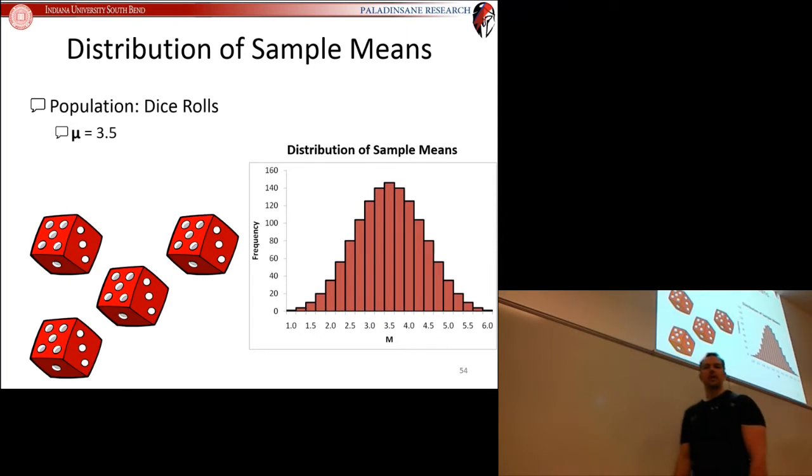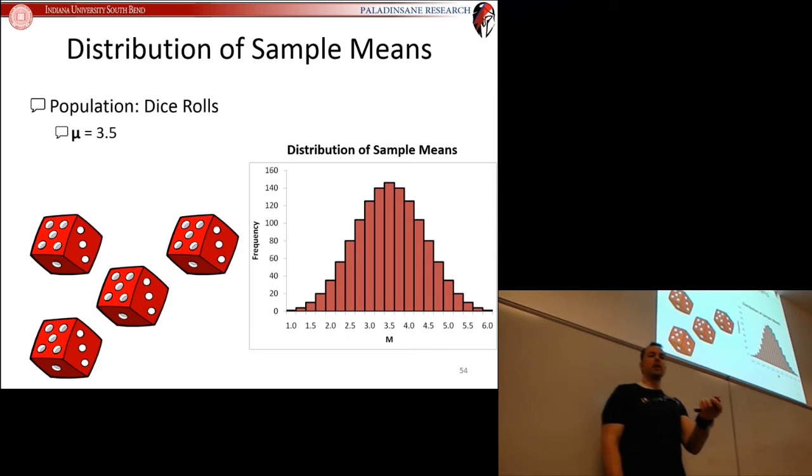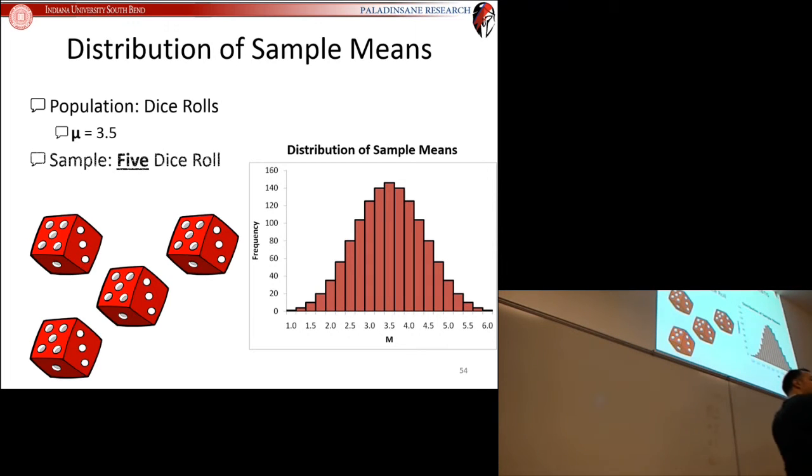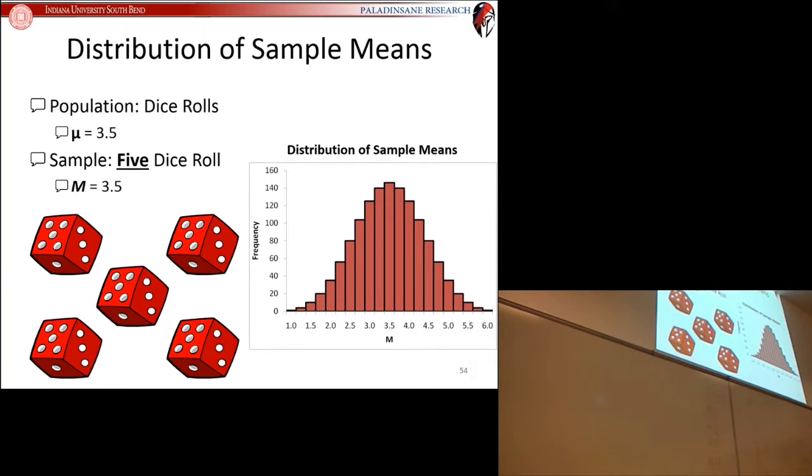Let's go to 5 dice and finish this off. So we've got 5 dice, a sample size of 5. Roll them, take their mean, do that for every single possible sample. That will give you a whole bunch of sample mean scores. You take the average of those, and the average will be 3.5, same as the population average.